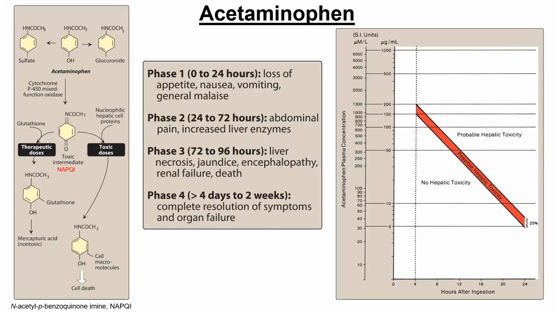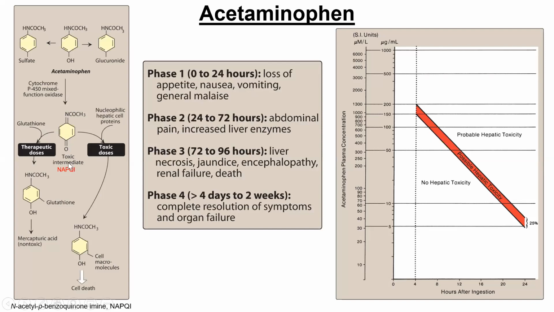So we're going to talk about some individual drug overdoses, which are very commonly seen. Acetaminophen is one of those. And if you recall, acetaminophen is metabolized through cytochrome enzymes and converted into a toxic intermediate, also known as N-acetyl-p-benzoquinone imine, or in short, NAPQI.